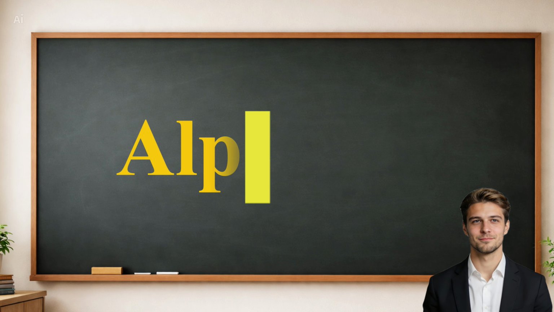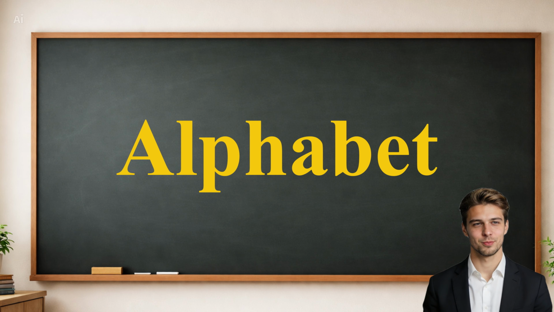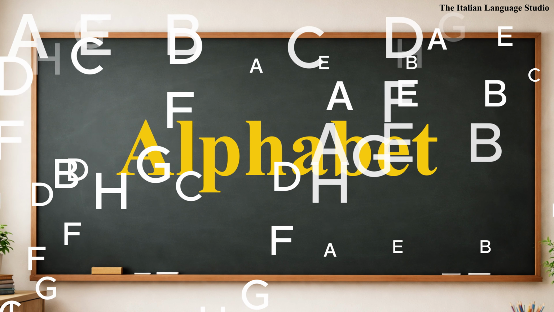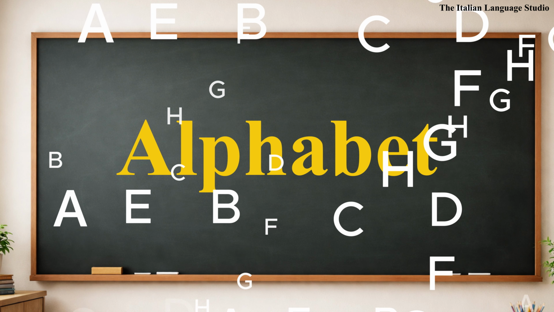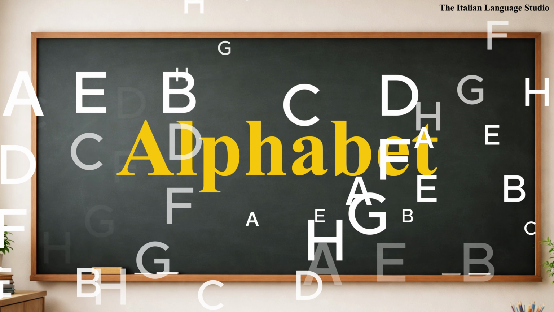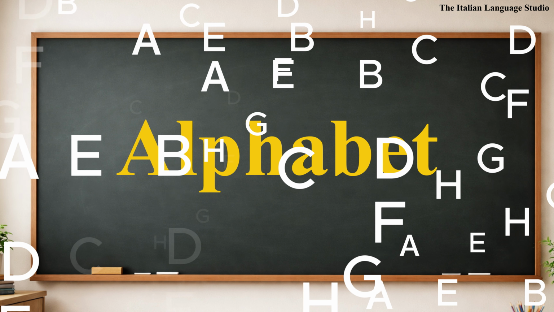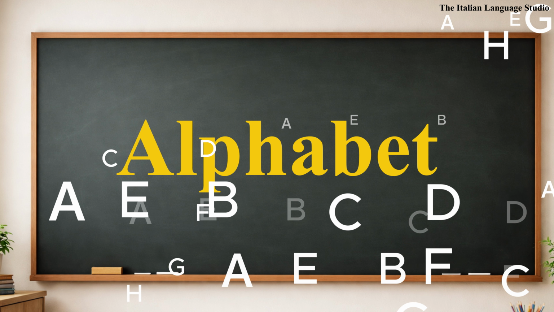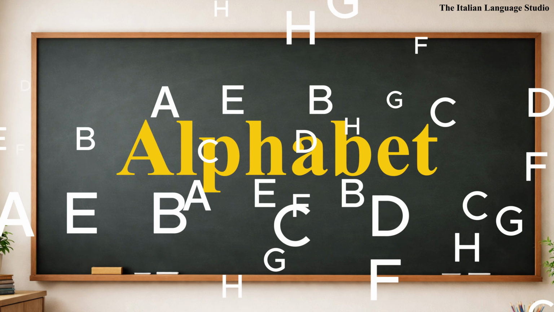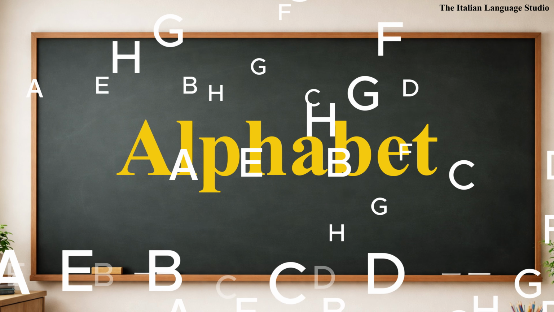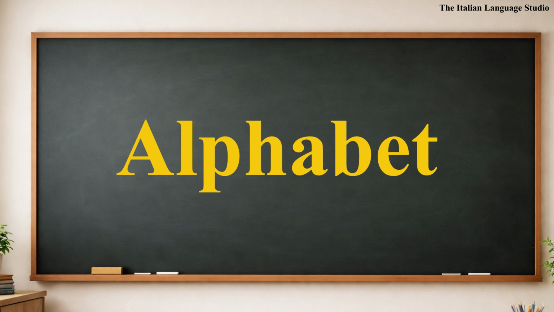Now, let's start with the very first step of learning Italian, the alphabet. Because before we speak full sentences, we need to understand how Italian sounds and how each letter is pronounced. The good news is that the Italian alphabet is very similar to English, so you will already recognize most of the letters. So once you learn the sounds, you can already start reading confidently. Let's go step by step and learn the Italian alphabet together.